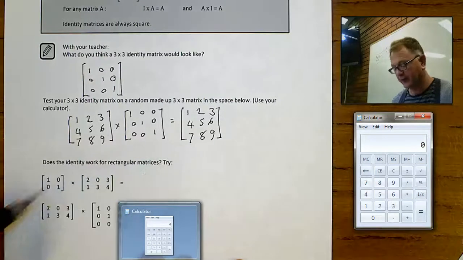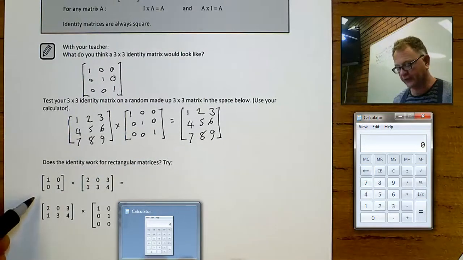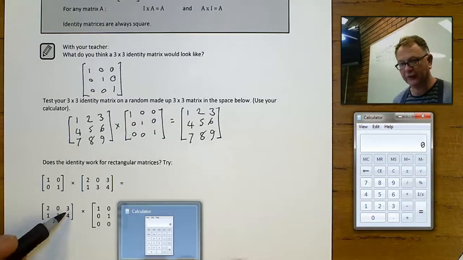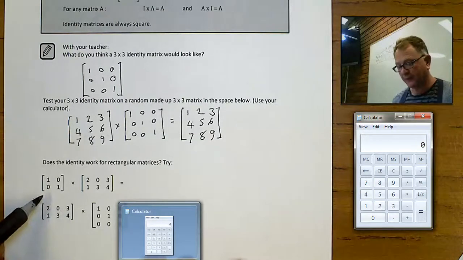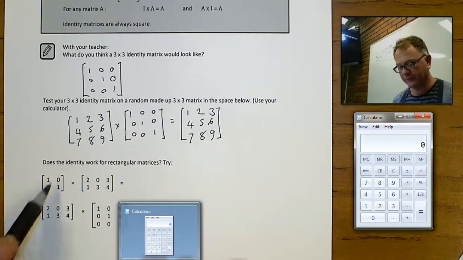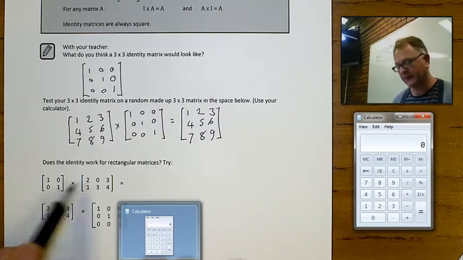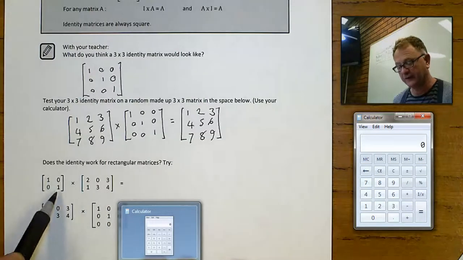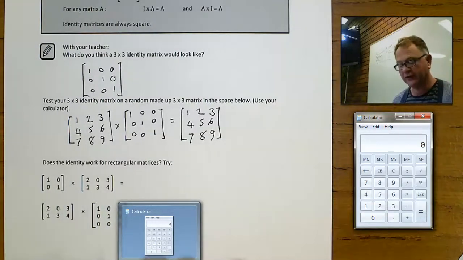Last thing that we're asked to do here is to check that it works. Does it work for rectangular matrices? Now when you're doing this sort of matrix, you should always check. For a multiplication to actually work, the number of columns of the first matrix must match the number of rows of the second matrix. Now this is true, we've got 2 columns, 2 rows, so it should work.